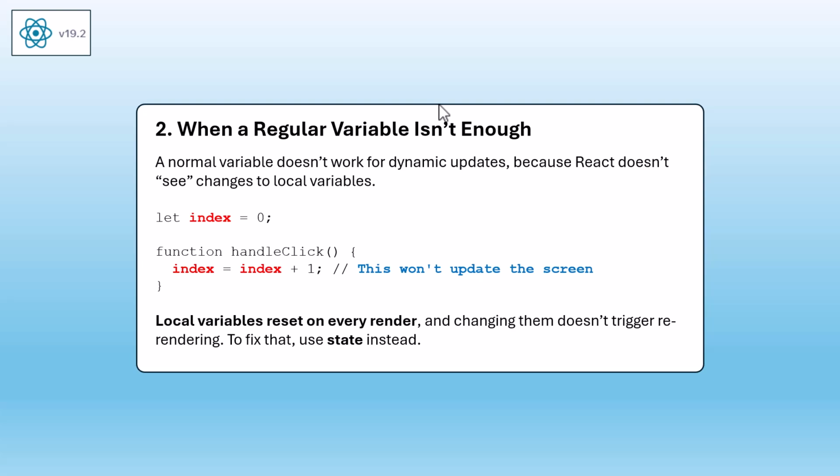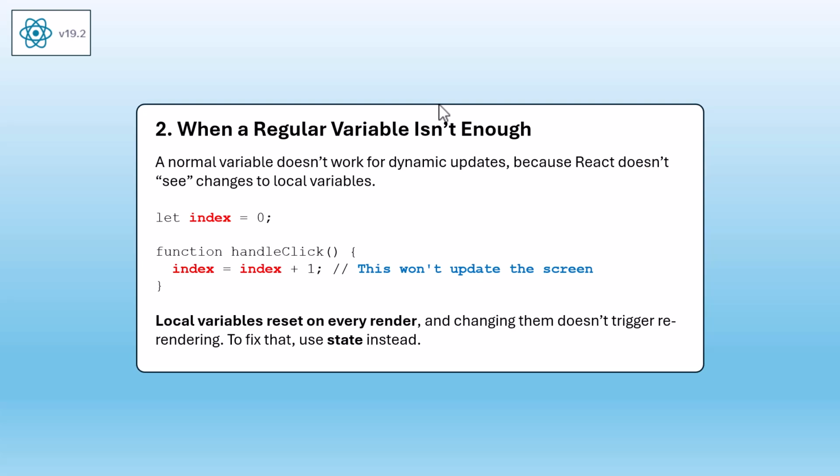2. When a regular variable isn't enough. Sometimes, using a normal variable isn't enough for a React component. Imagine a component that displays a list of sculptures, and when the user clicks Next, it should show the following sculpture. If you store the index of the current sculpture in a simple variable and try to update it, nothing happens on screen. Why? 2 main reasons.